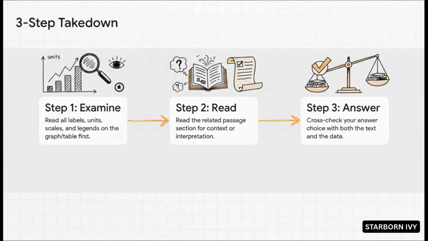Step 2, skim the text that goes with it to get the context. Step 3, now and only now do you answer the question using both the data and the text to prove that your answer is the right one.